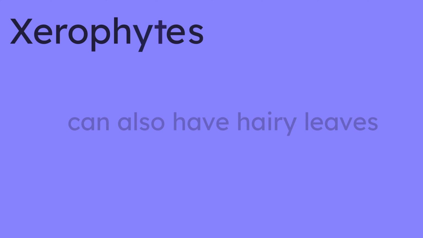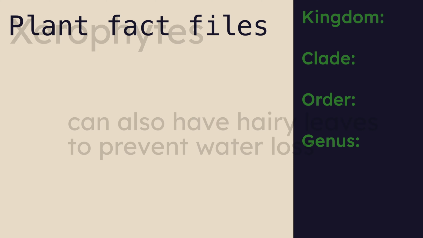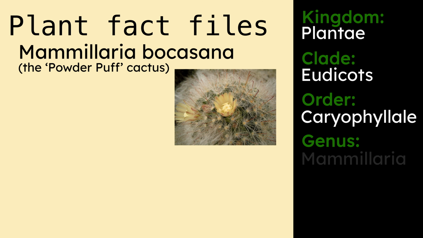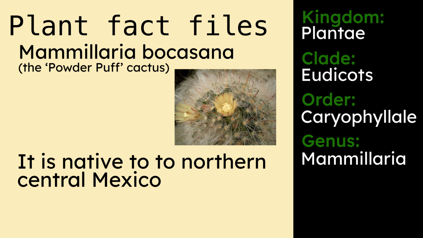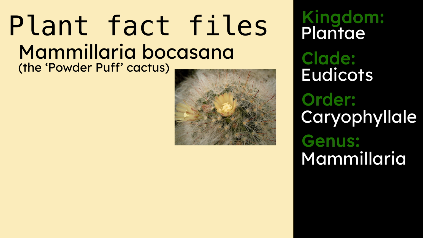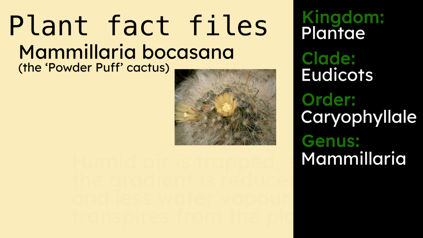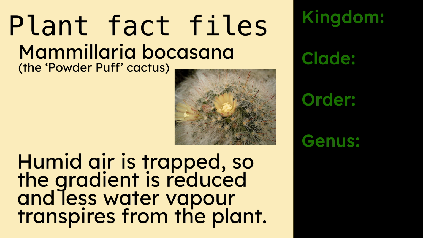Xerophytes can also have hairy leaves to prevent water loss. A plant with this adaptation is Mammillaria bocasana. Its genus is Mammillaria, and it's part of the Eudicots clade. Also, it is native to northern central Mexico. This adaptation prevents water loss, as it increases the surface area around the plant to trap humid air. Therefore, the gradient is reduced and less water vapour transpires out of the plant.